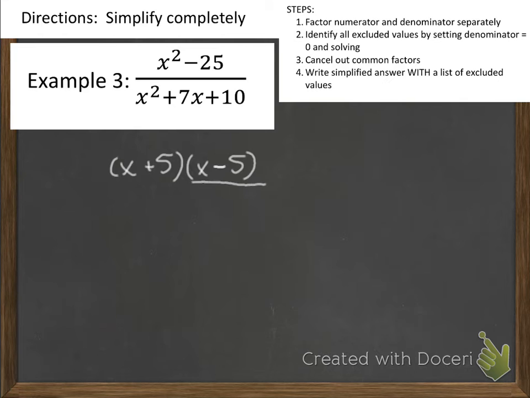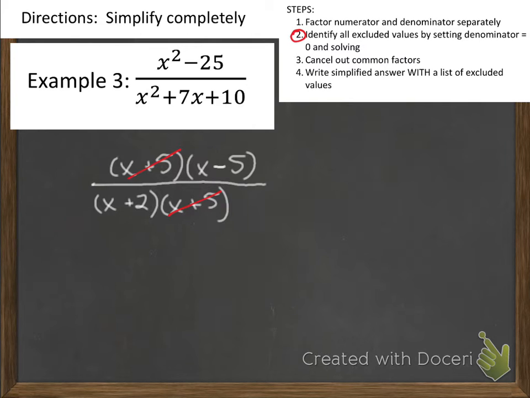Then we have a trinomial. So you can do this on your own, but x squared plus 7x plus 10 factors out into x plus 2 times x plus 5. So at this point you might get super excited and be like, oh my gosh, I see some factors that cancel out. The x plus 5s cancel out. Well, that's fine, but don't forget step number 2.